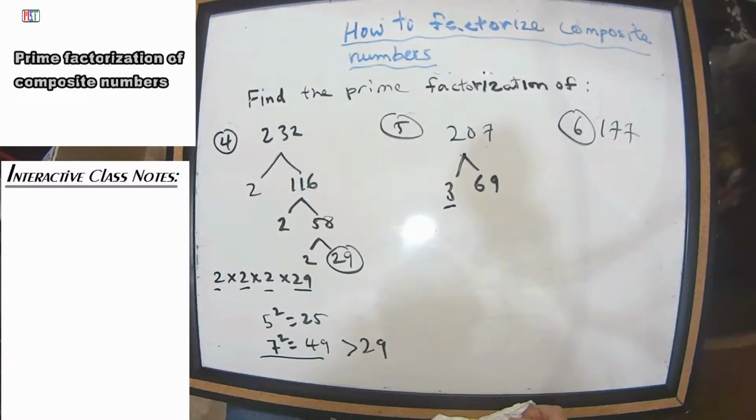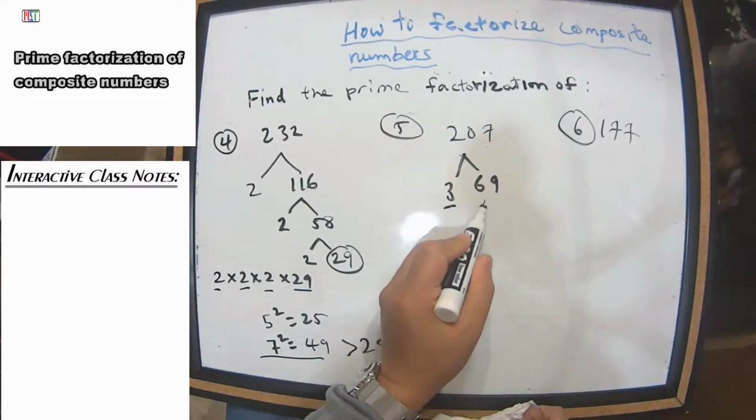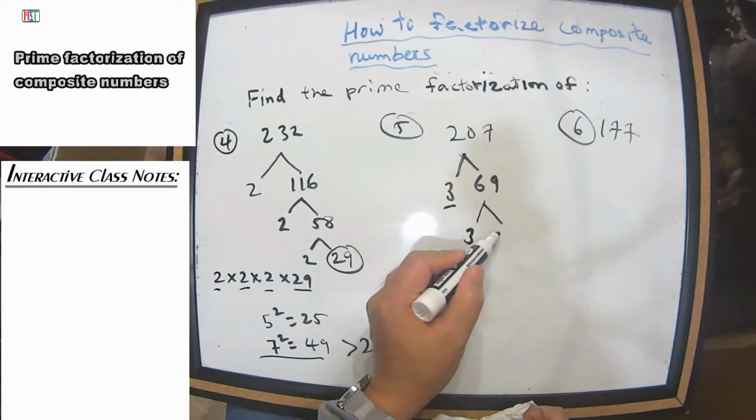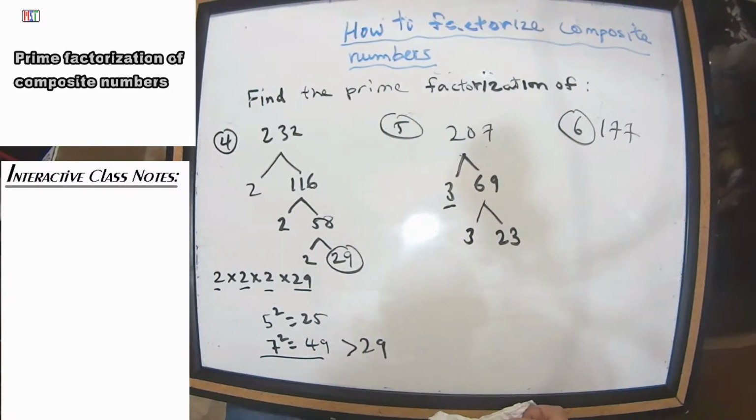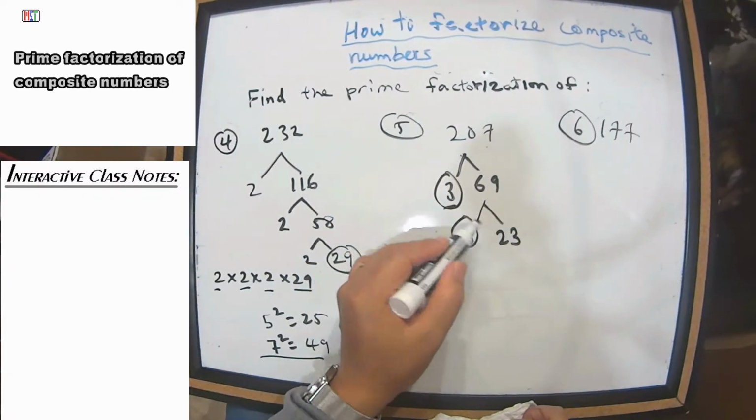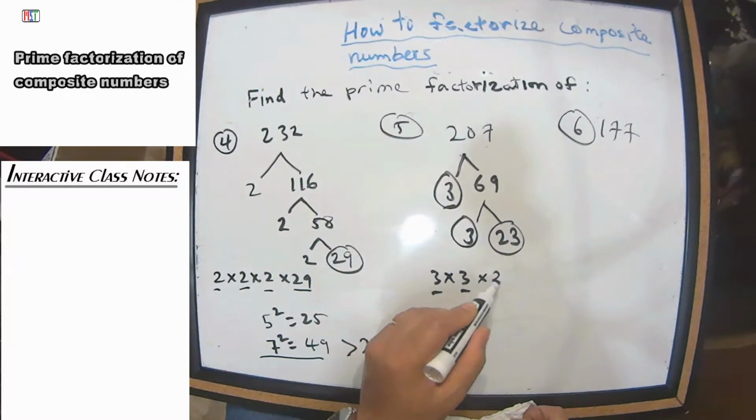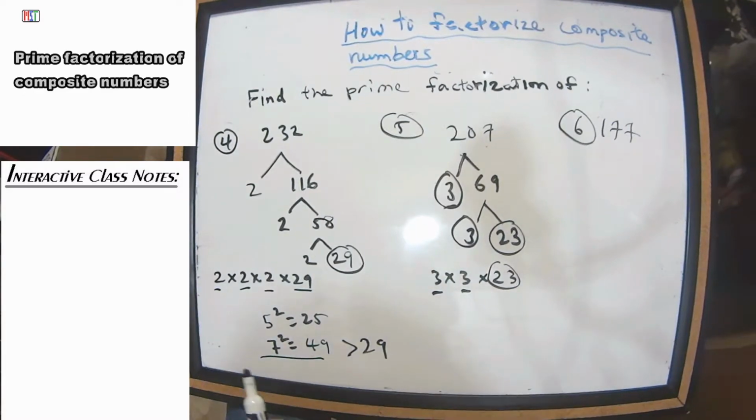Well, 3 is definitely a prime factor of 207, but 69 can be divided by 3 as well, so 3 can go into 69 23 times. So we have the prime factors 3 times 3 times 23. Again, is 23 a prime factor?